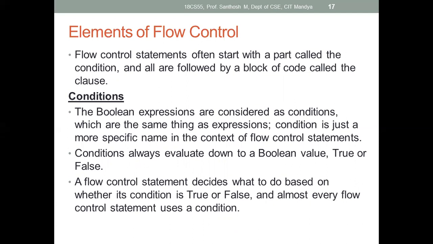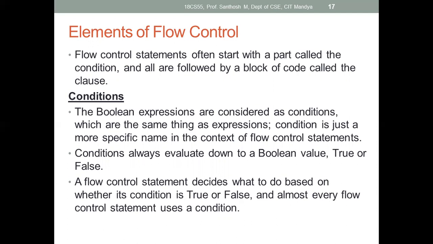That's why our flow control mainly starts with a condition, followed by a block of code called a clause. That block of code means, if the condition is true, then what we have to do, we write it in a block of code, which we call a clause. So your flow control execution will start from conditions. First we have to write the condition, followed by the block of code called a clause. First we see what the conditions are and how to write them.